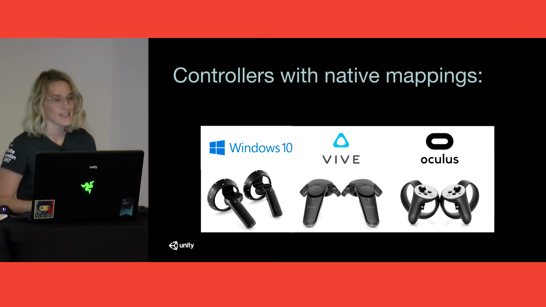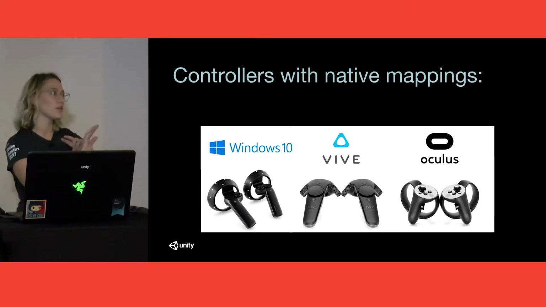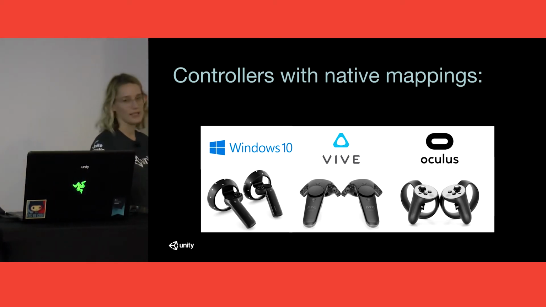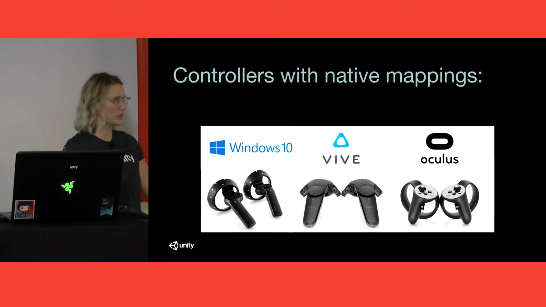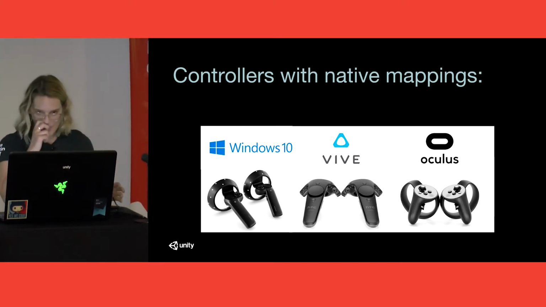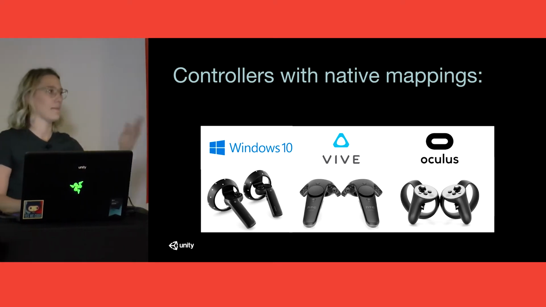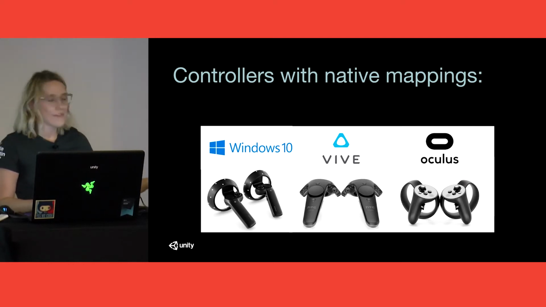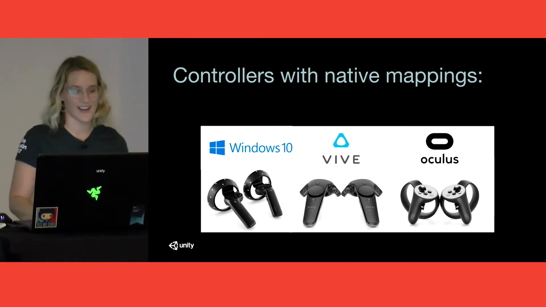All right, so here are the controllers that have native mappings in Unity. So we have the Windows 10 controllers, or the Windows Mixed Reality controllers. And these are the controllers that you can use for any of those Windows Mixed Reality headsets. It's going to be those same controllers. There are the Vive controllers. If you haven't seen those yet, you can check them out downstairs. And then the Oculus Touch controllers, which I'm using here today. So I'm just going to quickly go through these different controllers and the types of inputs you get and how they map to Unity. All of this is in our manual, so don't feel the need to take photos or anything. You can find it all online.